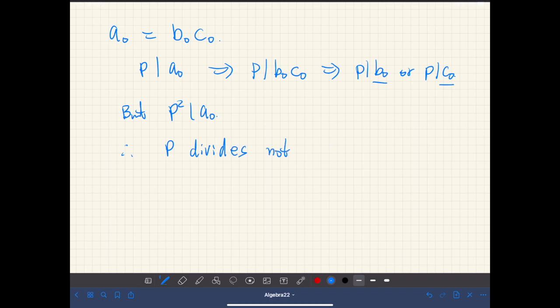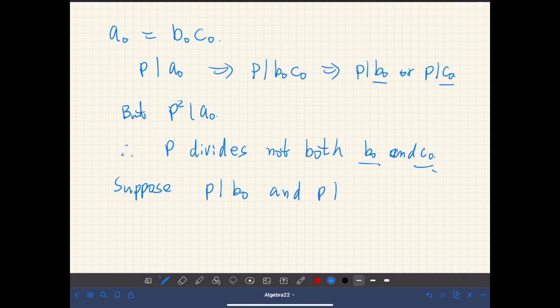Not so, it does not divide both b0 and c0. So it divides only one of these. Okay, so for the sake of argument, let's assume, without losing generality, suppose p divides b0 and p does not divide c0.